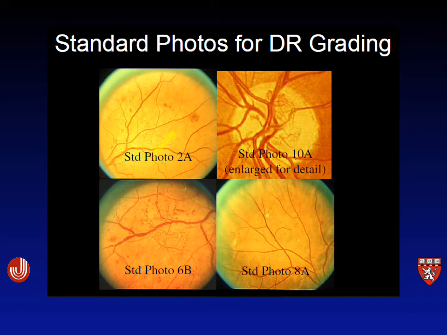The classification system depended on comparing lesions in each field with standard photographs. Now, there are standard photographs for microaneurysms, for new vascularization, for venous beading, and for IRMA. And for each field, the grader is asked to say whether the lesions in that specific field are the same or less than a specific photograph, or if they're worse. And based on that, the diabetic retinopathy classification was developed.